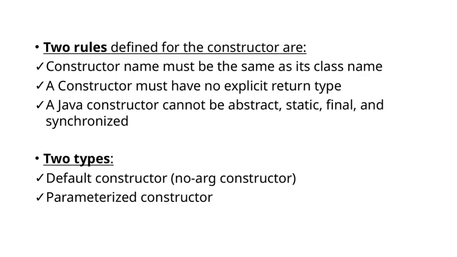Now, there are two main types of constructors. The first is the default constructor, which is a no-argument constructor that Java provides automatically if you don't define any. The second is the parameterized constructor, where you can pass specific values at the time of object creation to customize the initialization process. Understanding these rules and types is fundamental as we delve deeper into object-oriented programming, ensuring our constructors are correctly defined and used to create flexible, well-structured classes.